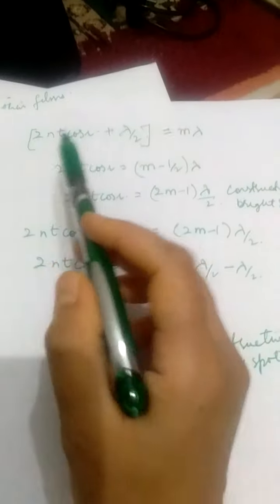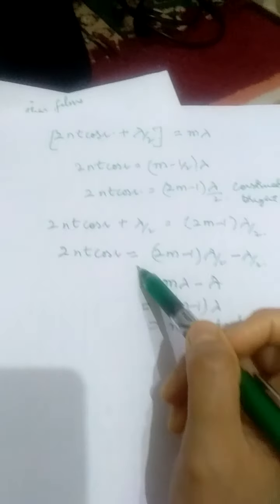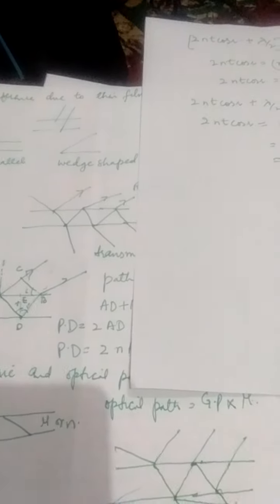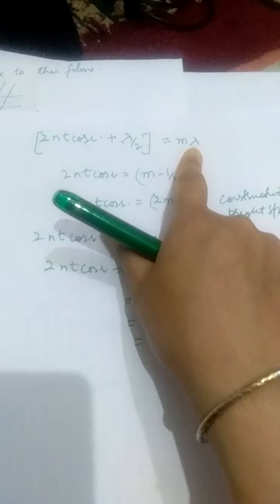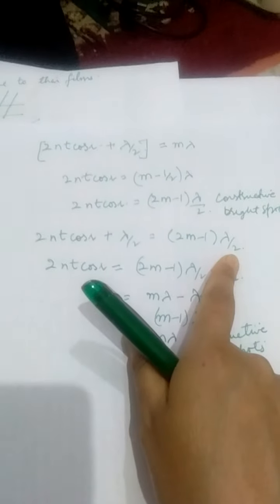We got this set of equations, 2nt cos r plus lambda by 2 is equal to this much. But in case of these transmitted systems, remember that there is no reflection involved. So there will not be an additional phase difference introduced. Therefore, we will have to put this factor directly equal to m lambda for constructive interference, and this factor directly equal to 2m minus 1 lambda by 2 for destructive interference.